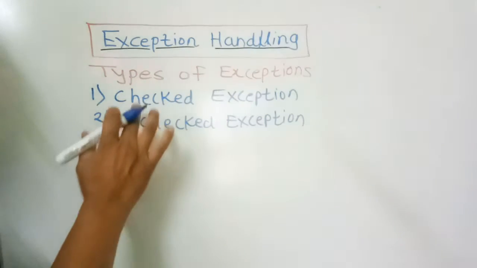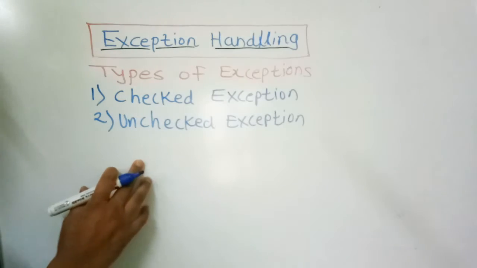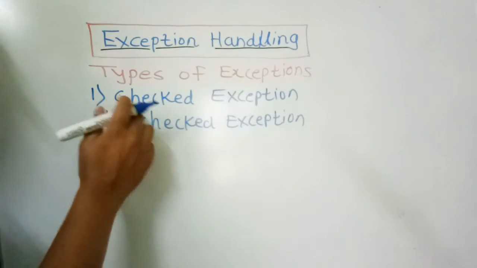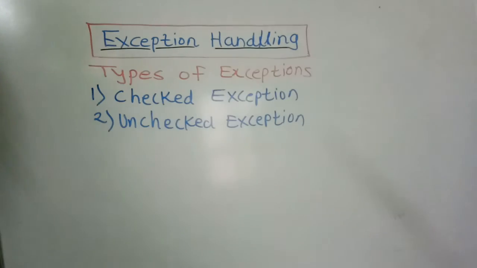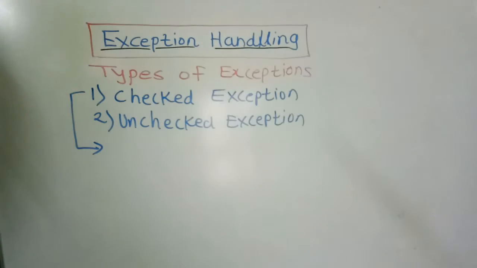This classification, checked and unchecked exceptions, is based on the compile-time checking of the exception. These are not runtime, but basically compile-time exceptions. First, we will see the checked exception. What is the mechanism behind it?